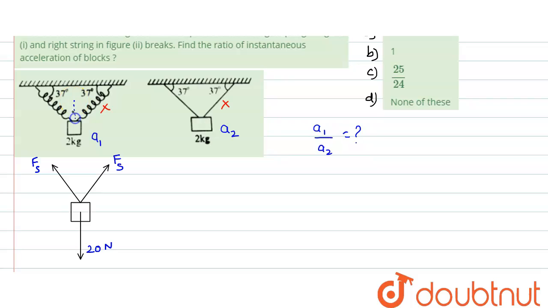Now what is the angle with the vertical? This angle is 37, and if we make the triangle with 90, this angle would be 53. So from the vertical, the angle would be 53, and here also the angle would be 53. If the angles are the same, the spring constant is the same, so this force would be the same. Applying the vertical equilibrium condition, 2 Fs cos 53 degree equals 20.